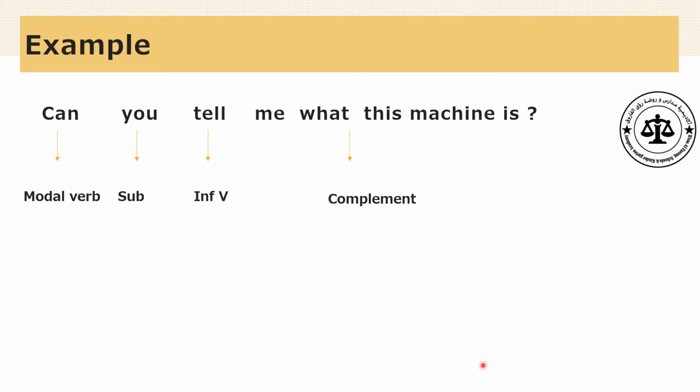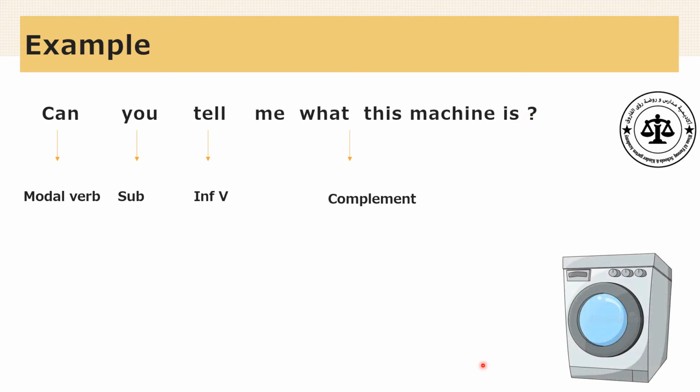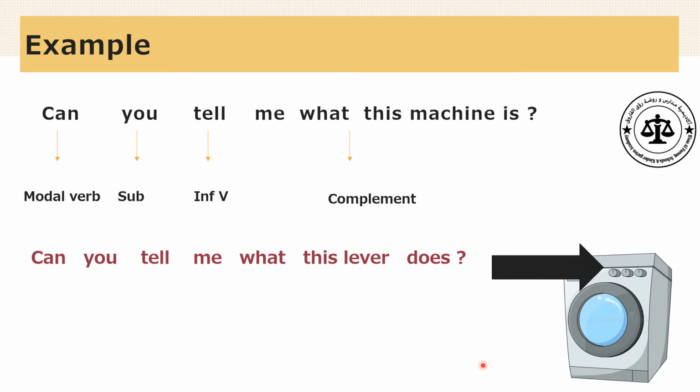Another example, look at this picture. We can ask about this picture like this question: Can you tell me what this lever does? This lever or this button does. So we want the use or the function of this lever. We can answer this question like this: It dries the clothes.